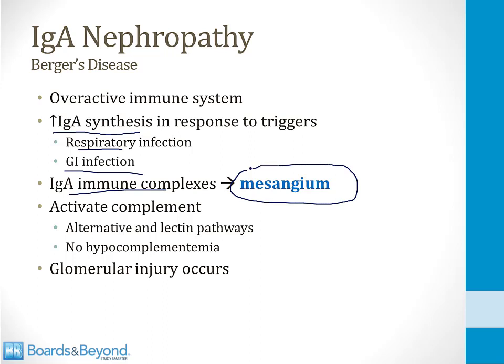And remember what we said at the beginning of this video. Disease processes that involve the mesangium will trigger inflammation in the glomeruli. That leads to nephritis and the nephritic syndrome.